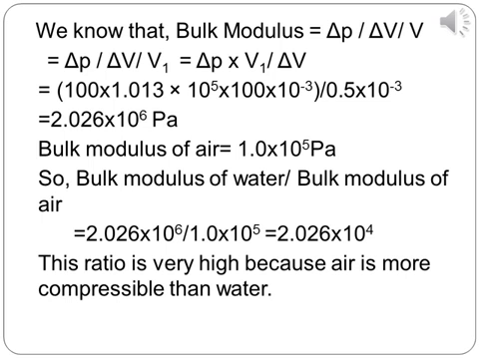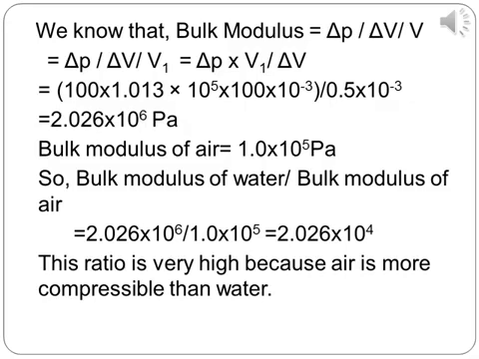We know that bulk modulus B is equal to minus delta P by delta V by V. In this case, it is equal to delta P by delta V by V1, which is delta P into V1 by delta V. By substituting the values of delta P, V1 and delta V, we get the bulk modulus B is equal to 2.026 into 10 to the power of 6 pascals.